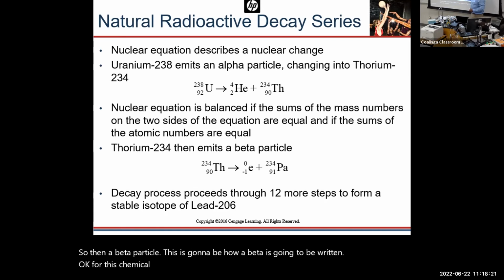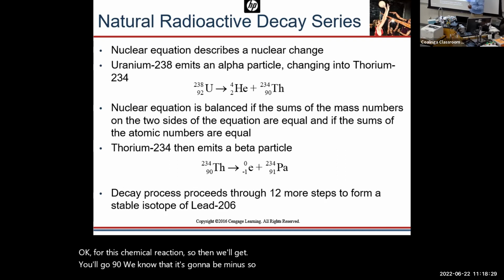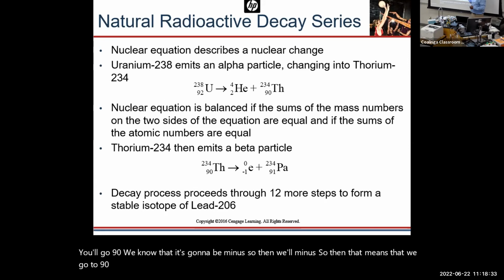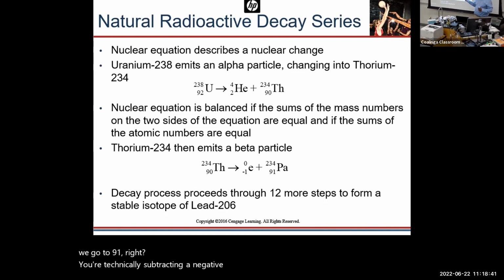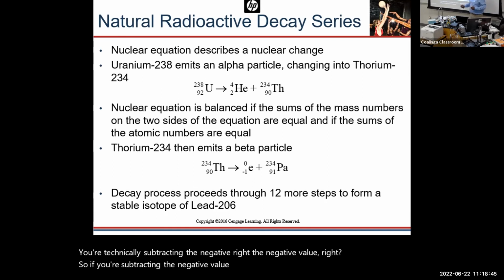So then we'll go 90. We know that it's going to be e minus. So then we'll subtract, and that means that we go to 91, right? Did you add one? Oh, you subtract. You're technically subtracting the negative value, right? If you're subtracting the negative value, then yes. So we know that this will be 91.